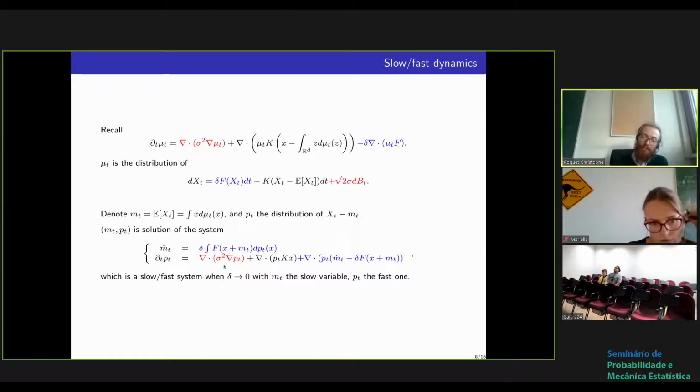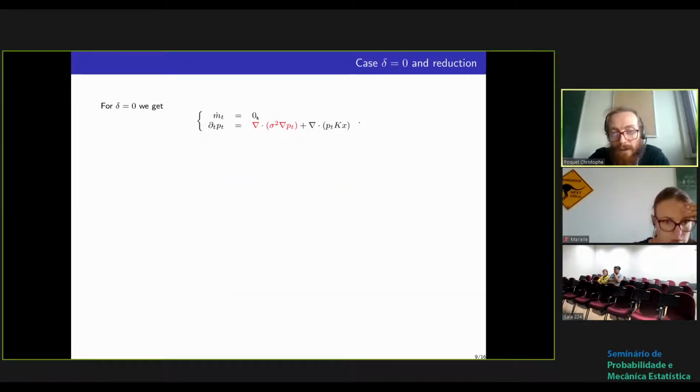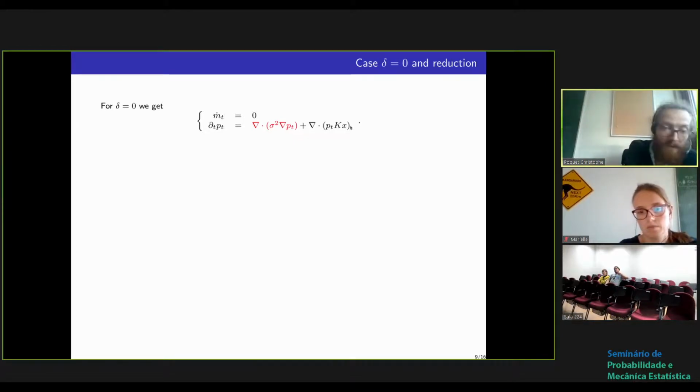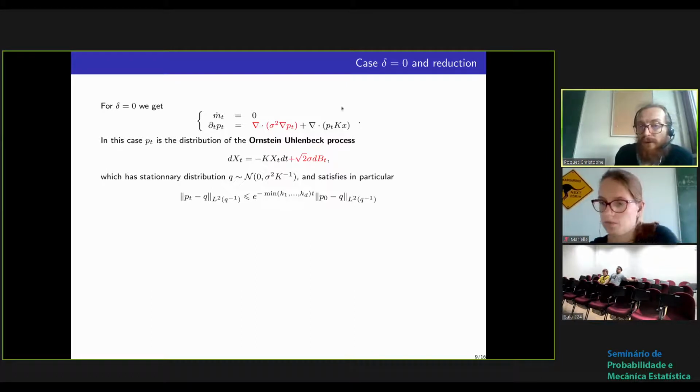And if you want to look at the dynamics of a slow-fast system, the first thing to do is to understand what happens when delta is small, and even when delta is equal to 0. So what happens when delta is equal to 0? You get a system that is quite simple. When delta is equal to 0, the blue terms here disappear. And so you just have m_t equal to 0 and the derivative of p_t equal to this PDE here, where the blue term disappeared. Now maybe you recognize some very classical process here. This PDE becomes linear, the blue term disappeared. And in fact, p_t is just the distribution of the Ornstein-Uhlenbeck process, which is given by dx_t equal to minus k x_t dt plus square root of 2 sigma dB_t. So it's a very simple process.